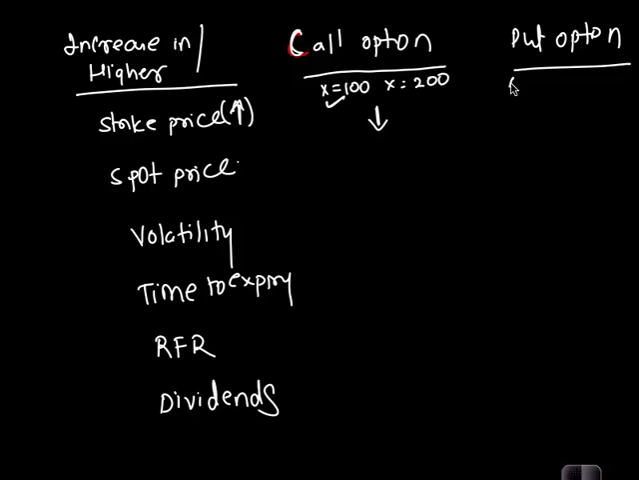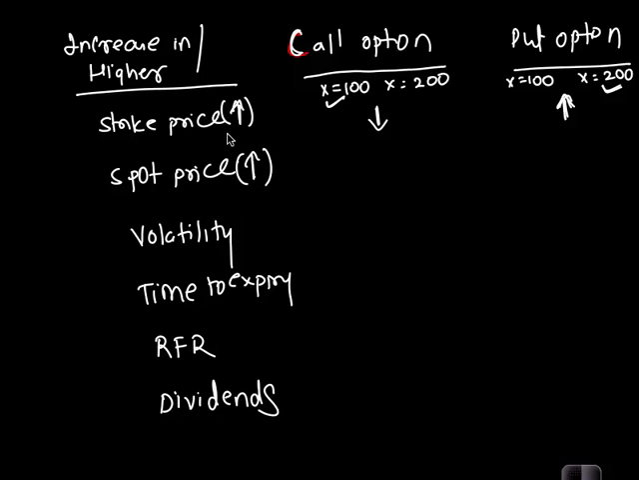Let's look at the put option. Strike price is 100, strike price is 200. Which one will you prefer? 200, because this time it is a right to sell. So the higher the strike price, the higher the premium of the put option. When you buy a put option, you would want to purchase the one with the higher strike price. When you buy a call option, you would want the one with the lower strike price.